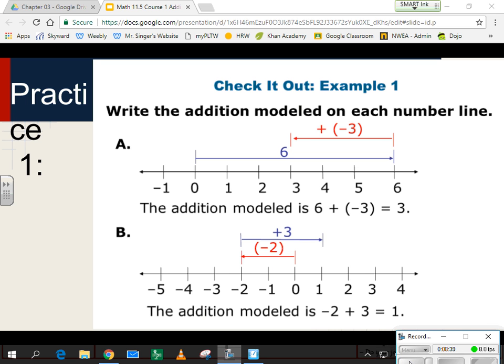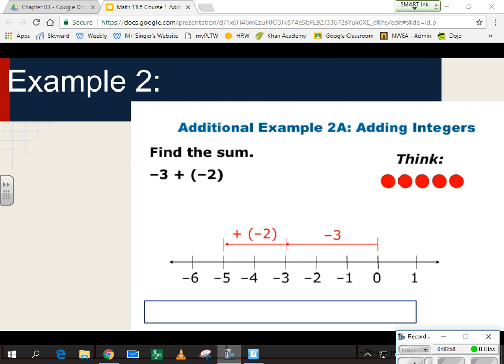Whenever the number that is positive is larger in absolute value than the number that's negative, you know your answer is going to be a positive result. Whenever you deal with two numbers where the negative integer has a larger absolute value than the positive number, it's going to be a negative answer.